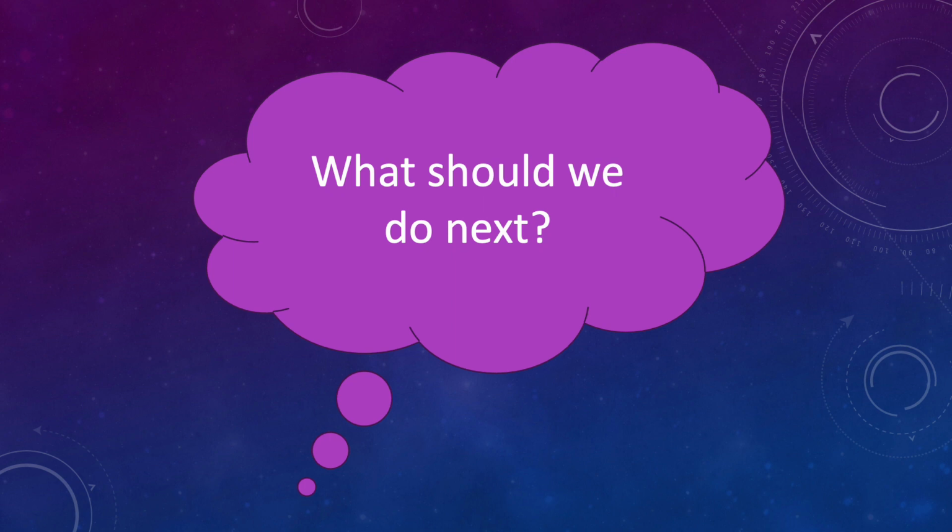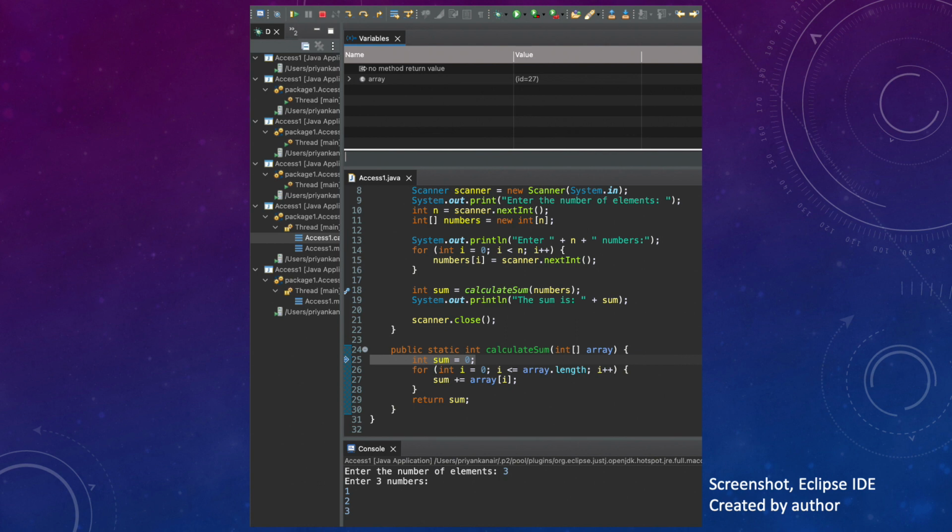Now that we are here, please pause the video and think about what our next step would be when debugging this code. If you thought about stepping into the code, that is a good choice because line 18 involved the calculate sum method, so we should step through that.